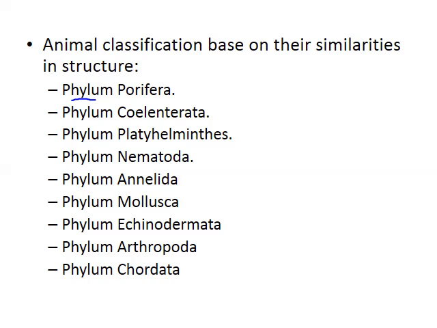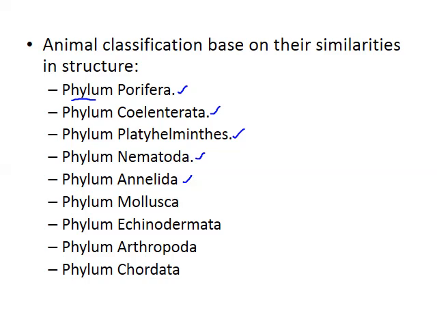We have the phylum Porifera, these are the sponge. We have the phylum Coelenterata, which is the jellyfish. We have the phylum Platyhelminthes, these are the flatworms. We also have the phylum Nematoda, these are the roundworms. We have the phylum Annelida, which are the earthworms.